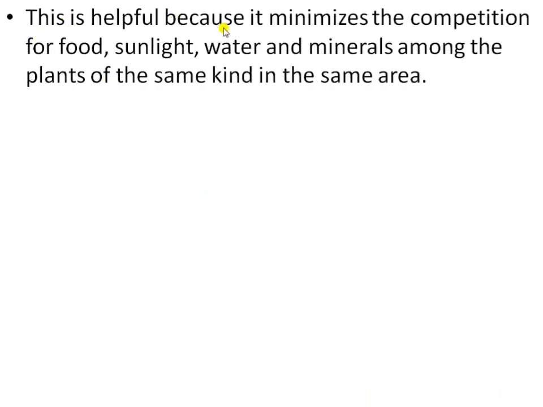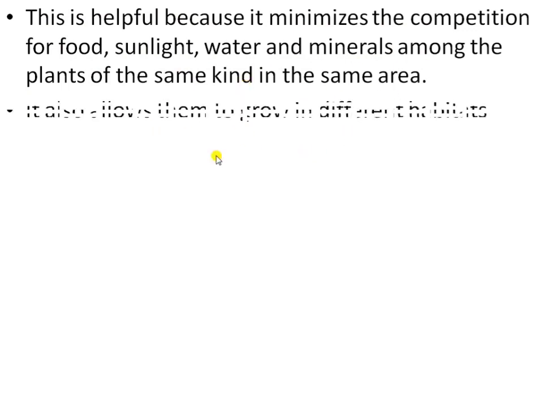This is helpful because it minimizes the competition for food, sunlight, water and minerals among plants of the same kind in the same area. It also allows them to grow in a different habitat. Many seeds and fruits are modified in a number of ways and have special dispersal mechanisms to get scattered by wind, by water, by animals.